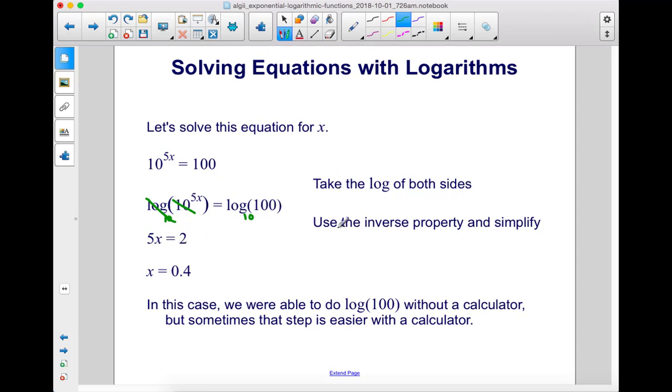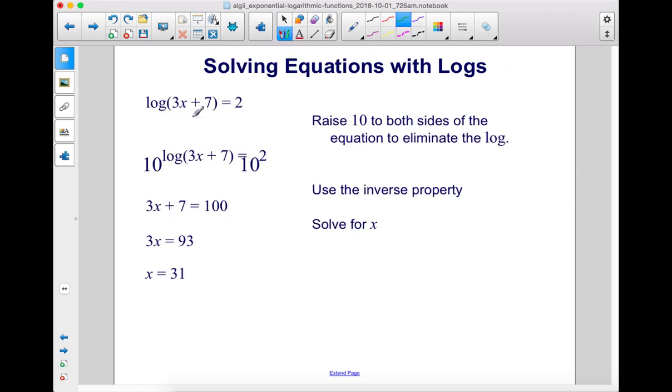So we'll take the log of both sides, use the inverse property and simplify. We have 5x equal to 2, x equals 0.4. We know that log base 10 of 100 is 2 because 10 to the second power gives us 100. So this whole thing equals 2. In this case, we were able to do log 100 without a calculator because it's an easy one. 10 squared is 100. But sometimes that step is easier with a calculator.